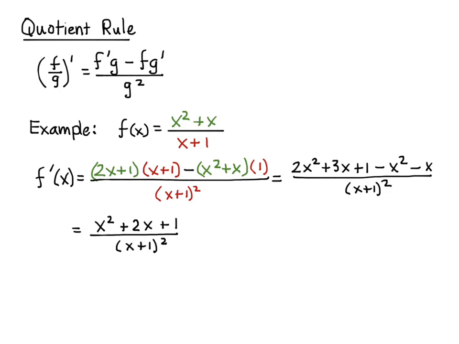And so I get x squared plus 2x plus 1. And guess what? That factors. And we got 1. The derivative is 1. Why do you suppose the derivative is 1 on this one? Any questions?